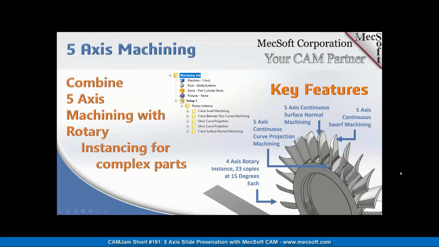Now, next we have a 4th-axis rotary instance example, where you can combine 5-axis machining with your rotary axis. So in the example on the right, you see we use continuous swarf machining, continuous surface machining, continuous curve projection machining. These are all to machine one instance of the rotary blade that you see. And then also you can implement your 4th-axis rotary instance to rotate that and then perform those 5-axis operations on each of the blades in the setup.